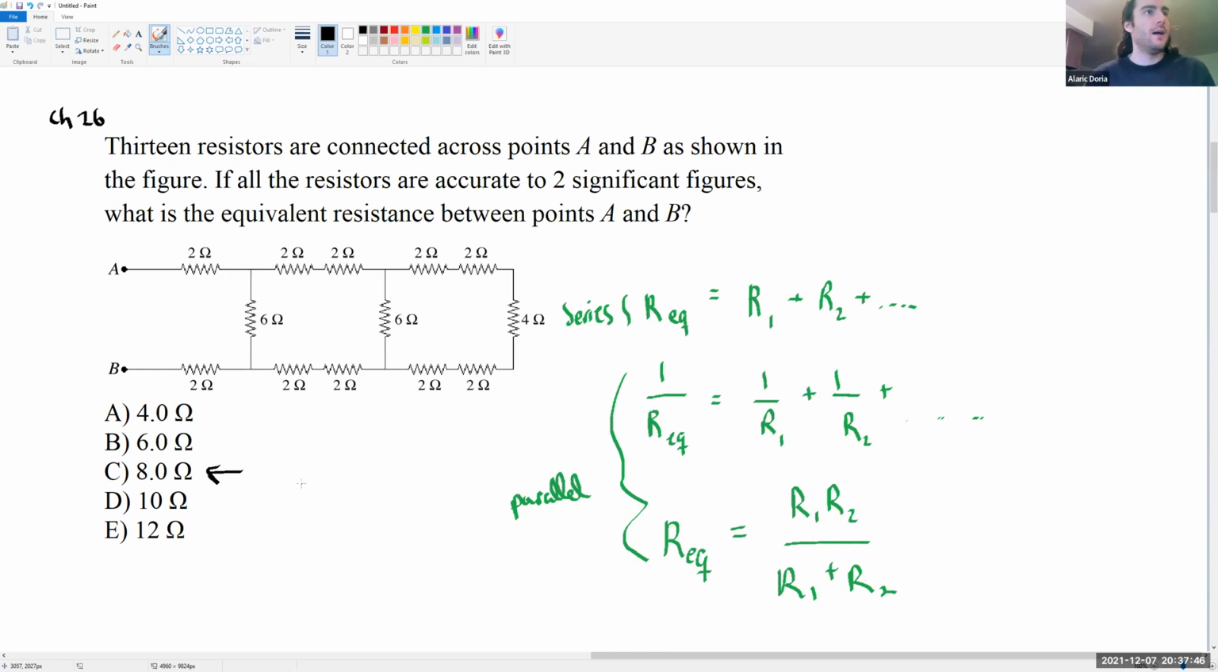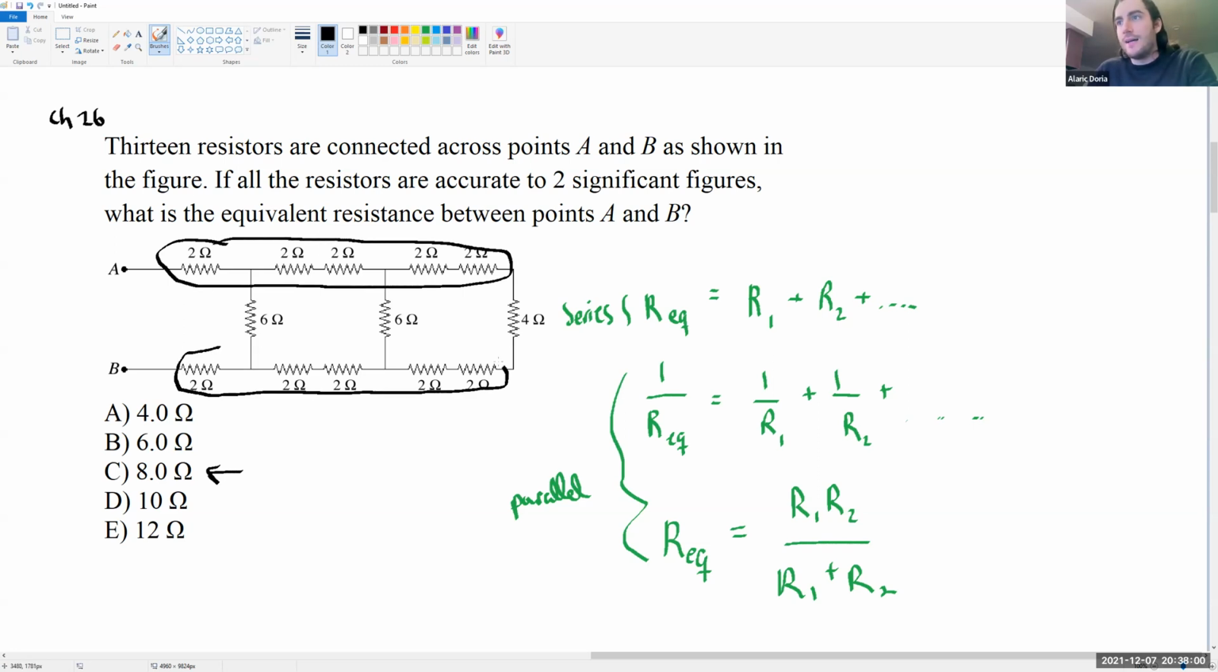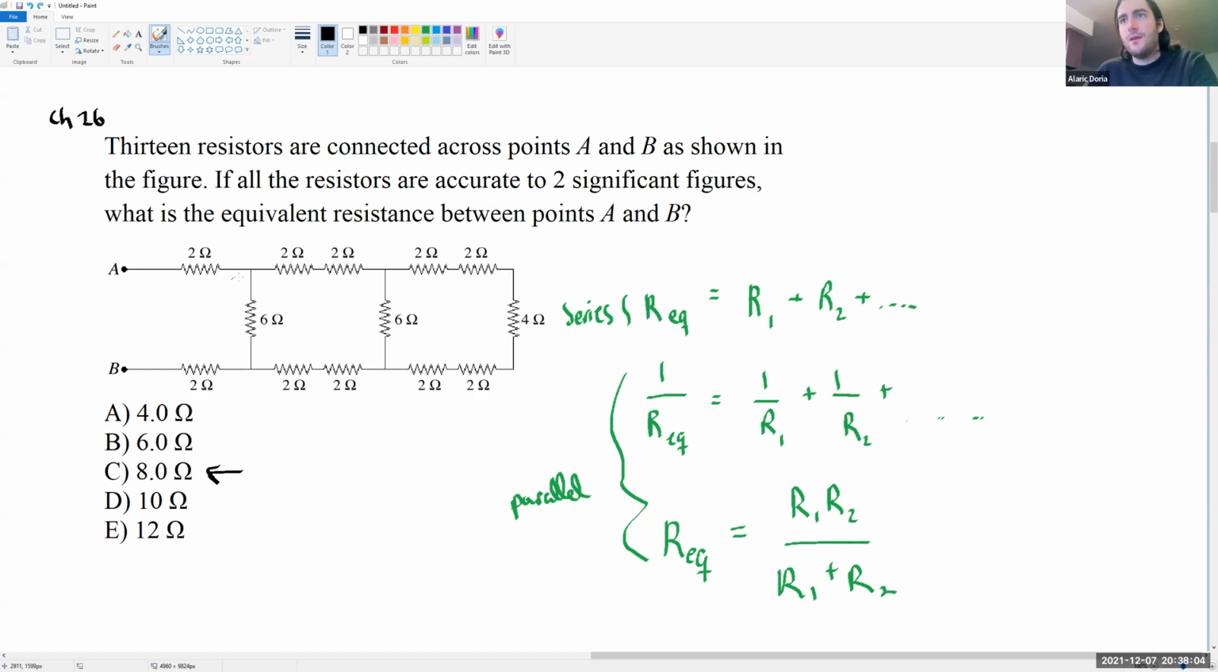Let's quickly see what's going on here. The way to start these problems is not to make the mistake of, for example, combining everything up here at the top or everything down here at the bottom as series. They look like they're in series, but you have to remember that the current can split here. It can go down and it can go straight across. And so those really aren't connected in series.